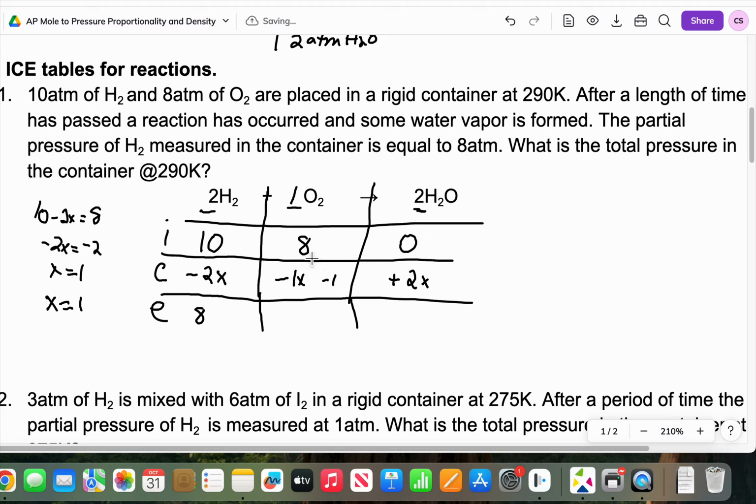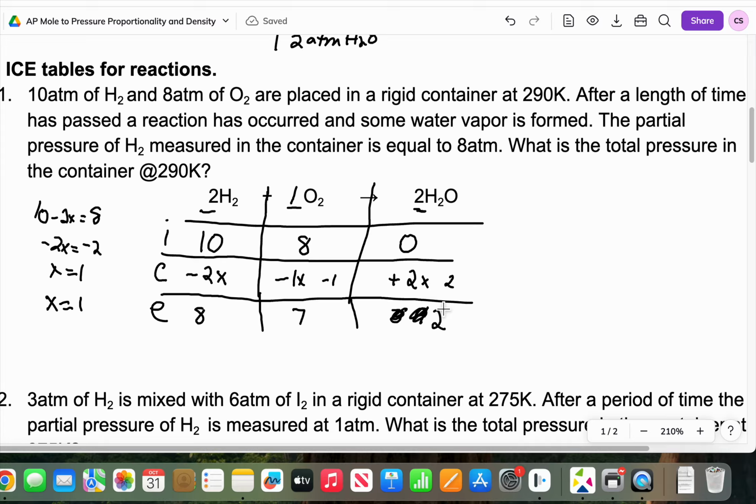So 8 minus 1 is 7. And then 1 goes over here. 2 times 1 is 2. But they were adding over here. So at the end of the reaction, oops, that's 4, my bad. 2 times 2, or no, 2 times 1, my bad, 2. All right, not doing the math so good.